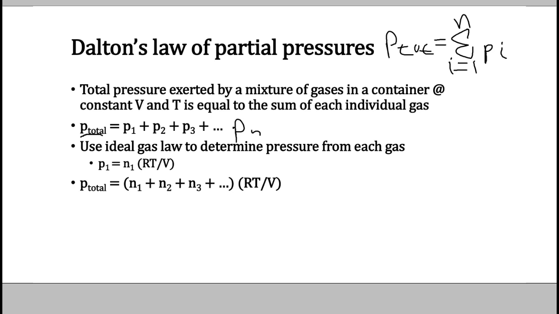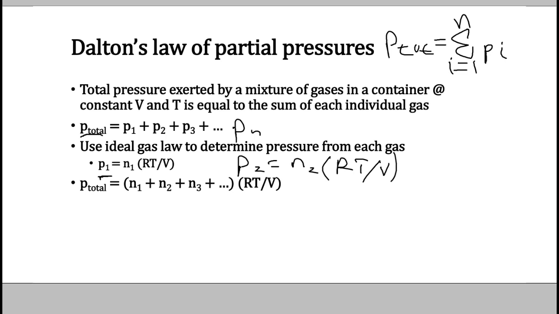So we can use the ideal gas law to determine the pressure from each gas. If you know the partial pressure of gas 1, or component 1, we can just rearrange PV equals nRT in terms of P1. So P1 is equal to n1 times the quantity RT over V. We can also write out P2, which would be equal to n2 times RT over V.